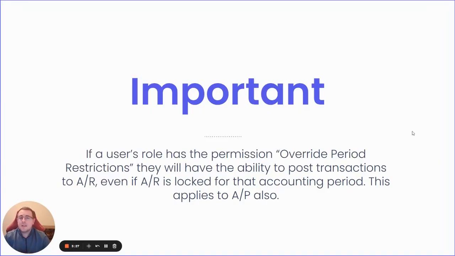That's why I didn't perform that test in the administrator role, because the administrator role has access to all of the role permissions. And so I would have still been able to post an invoice record, for example, in the January 2023 accounting period. So please use this role permission wisely, limit it to a small subset of users because of the ability to override those period restrictions.